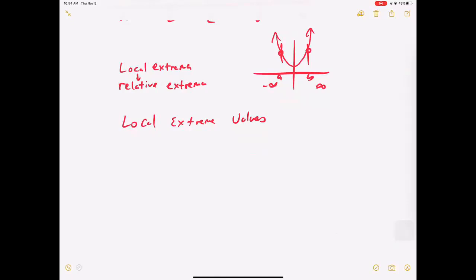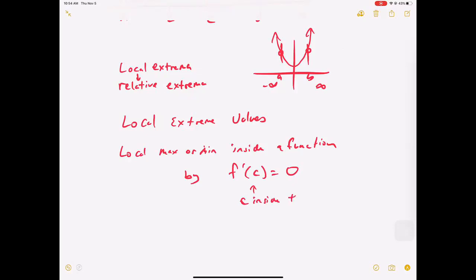Okay, so if we have a local max or local min inside a function, we can determine that by this rule: f prime of c is equal to 0, where c is inside the domain. What we're saying is that if you have a derivative that's equal to 0, that might be a local max or a local minimum.